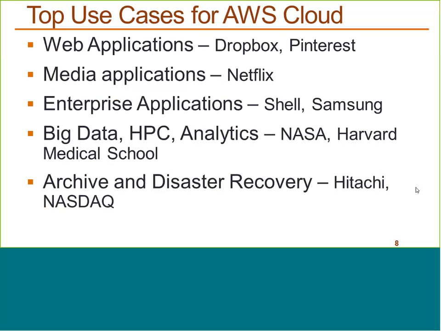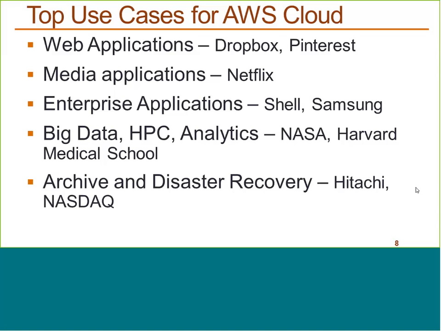The top use cases for AWS cloud, I think we may have talked about this, are web applications. There are thousands and thousands of examples. Here are just two of the popular ones: Dropbox and Pinterest. Media applications: Netflix is a very popular service in the US for serving movies that is completely served out of Amazon. Enterprise applications: we have seen features like Storage Gateway and VPC, which are very enterprisey features, and a lot of enterprises are using Amazon more and more, like Shell and Samsung.